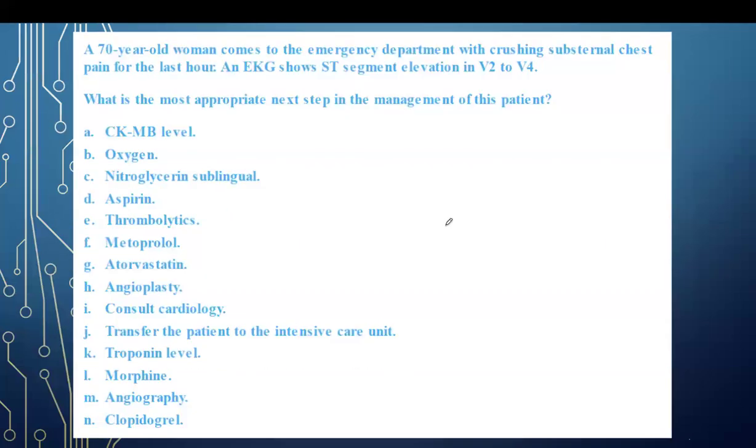Okay, let's say this is where we would like you to go ahead, and we will come back to the rest of it later on. We have a 70-year-old woman who comes to the emergency department with crushing substernal chest pain for the last 1 hour, and ECG shows ST segment elevation in V2 to V4. So what we have got is an ST elevated MI, right? A 70-year-old with crushing chest pain and ST elevation in leads V2 to V4 is more than enough to say that this patient has an ST elevated MI.